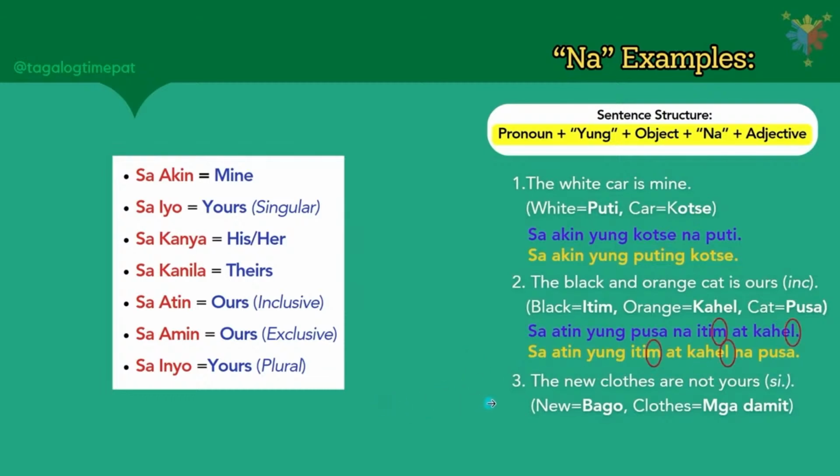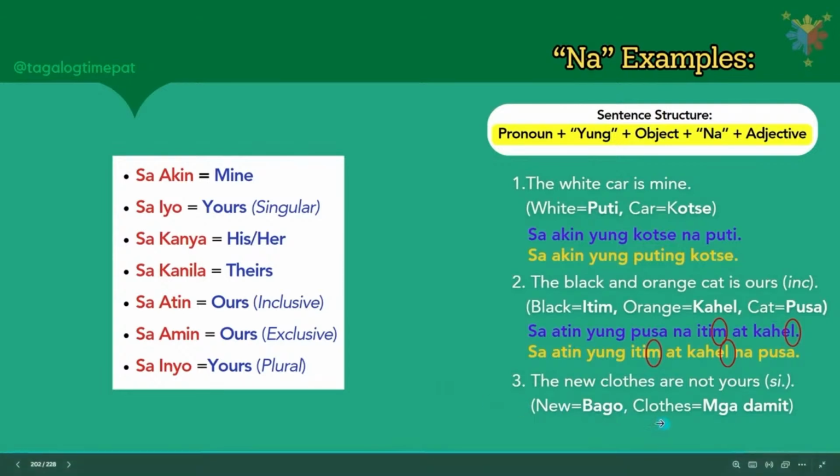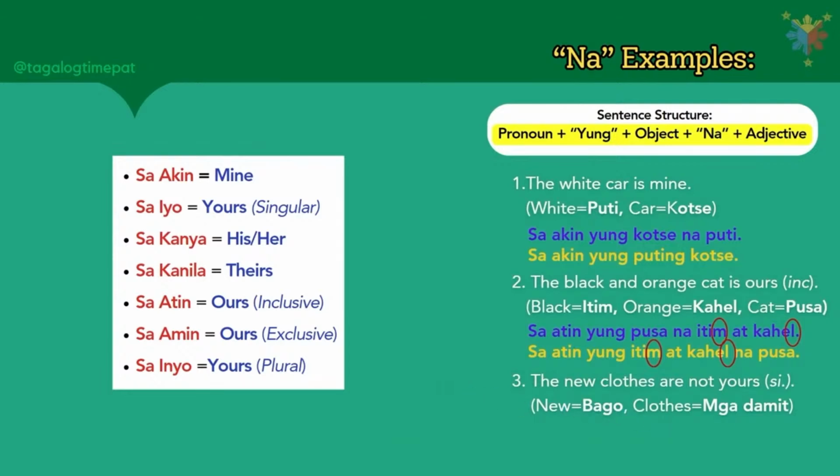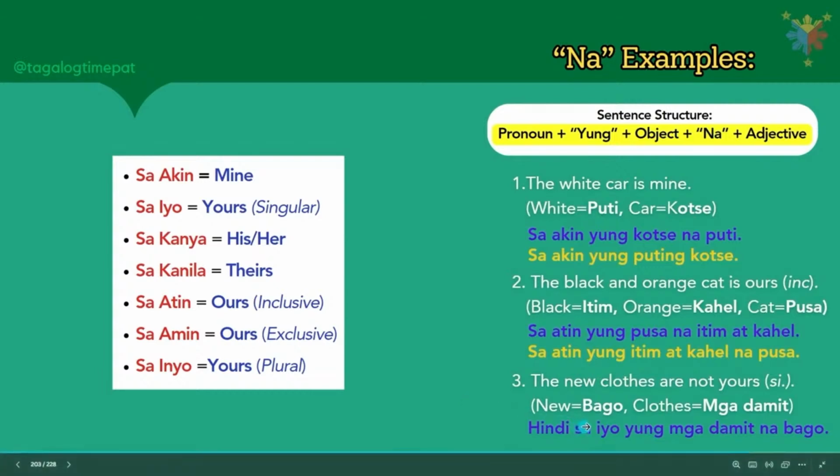All right, number 3, the new clothes are not yours. Singular. New means bago. Clothes is mga damit. So this is a way to kind of negate a thought. It's not something we've seen so far, so this is how you do it. Hindi sa iyo yung mga damit na bago. So everything here is the same. We've already learned it. Pronoun, then it's yung, then the object, then na, and then bago, the adjective.